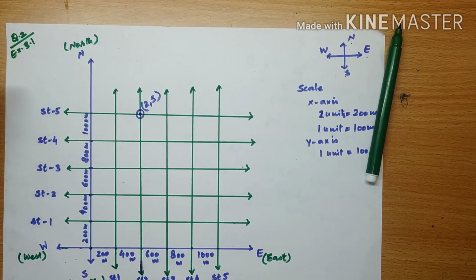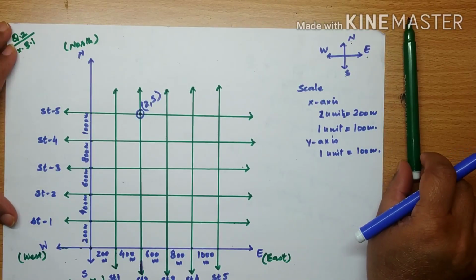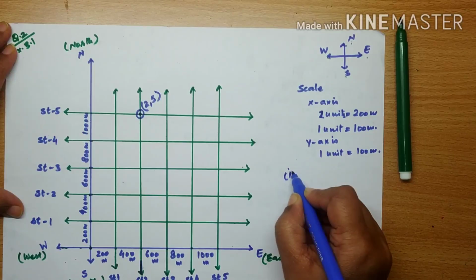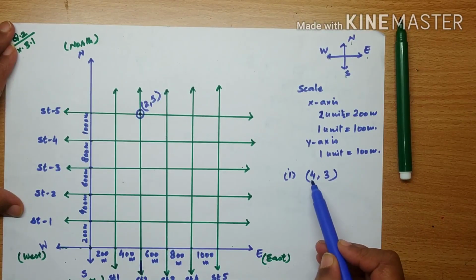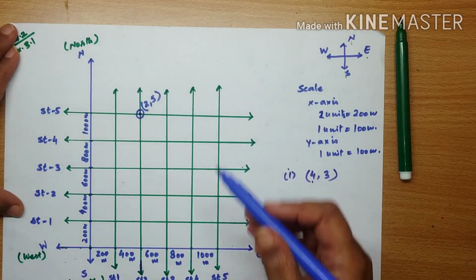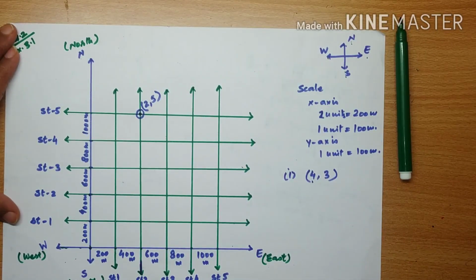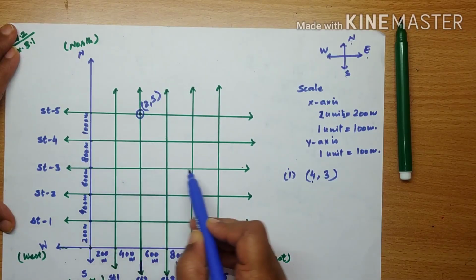Then he says, using this convention, find, first part, how many cross streets can be referred to as 4, 3. So you remember, first 4 stands for street in the north-south direction. So street 4 in the north-south direction is this one. Right? And then 3 stands for street in the east-west direction. Third street in the east-west direction is this.